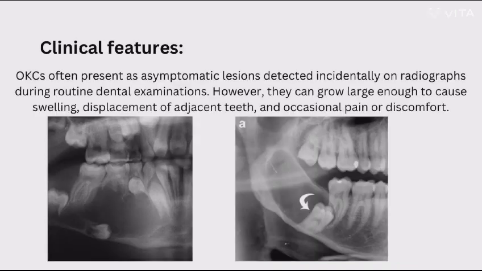Clinical features: OKC often presents as asymptomatic lesions detected incidentally on radiographs during routine dental examinations. However, they can grow large enough to cause swelling, displacement of adjacent teeth, and occasional pain or discomfort.